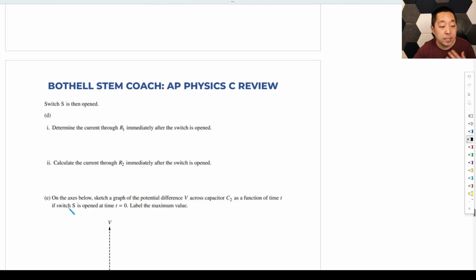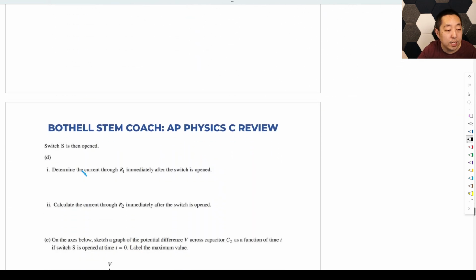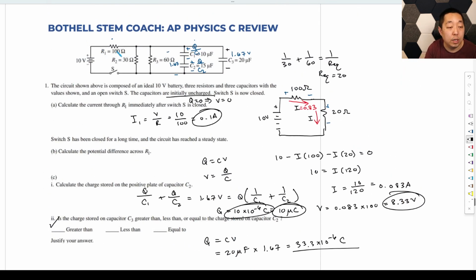Okay, switch S is then opened. Determine the current through R1 immediately after the switch is open. So now we have all the charges here. We have all these voltages, and we open up the switch. The resistors can change their currents, but the voltages across the capacitors cannot change instantly. That's our rule. So immediately after the switch is opened, we've got to look at the current through R1.